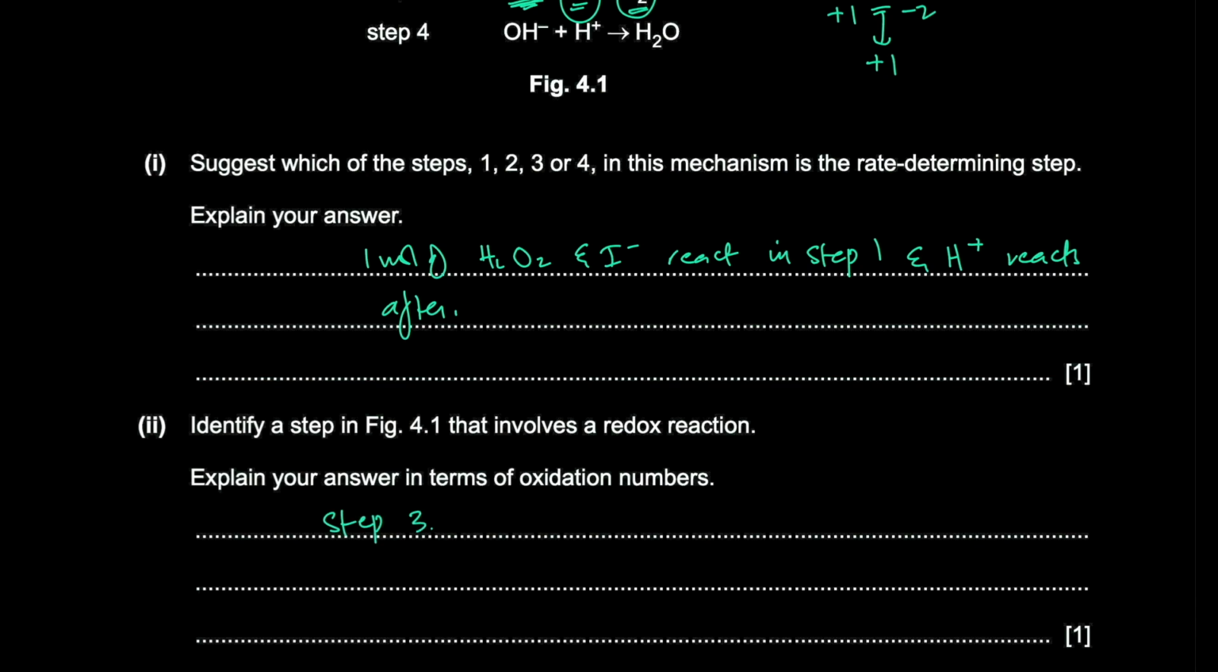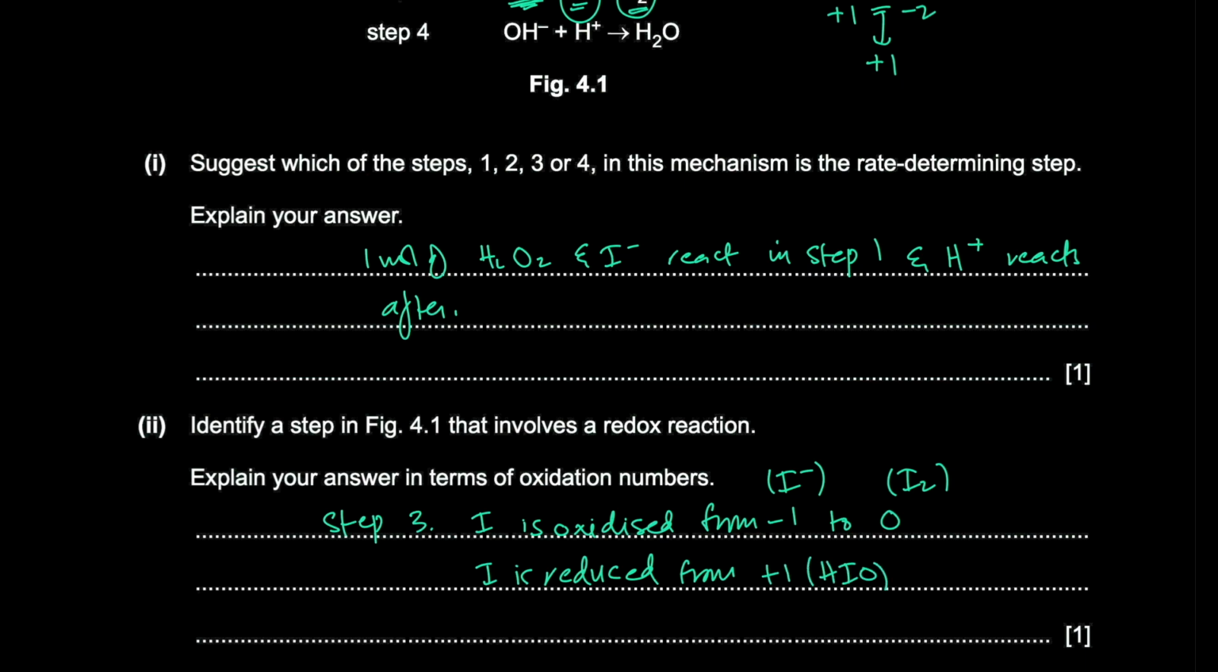Step 3, I is oxidized from -1 to 0, -1 in I minus and 0 in I2, and I is reduced from +1, that's in HIO, to 0. Again, that's in iodine.